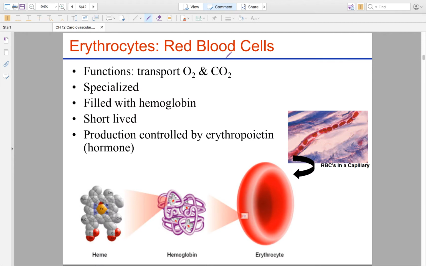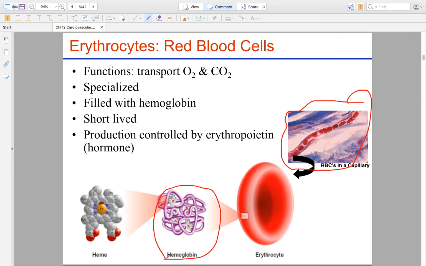Let's talk about erythrocytes, our red blood cells. Their primary function is to transport oxygen and CO2. They are filled with a protein called hemoglobin. Here we're looking at red blood cells inside of a capillary. If we were to take one red blood cell and look at it, it has this concave shape, and inside it's packed with this protein called hemoglobin.